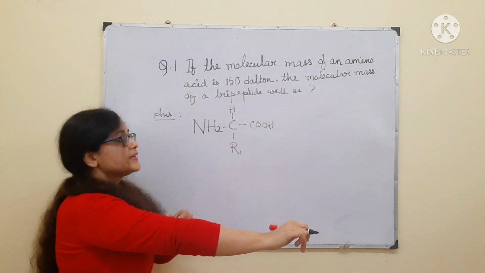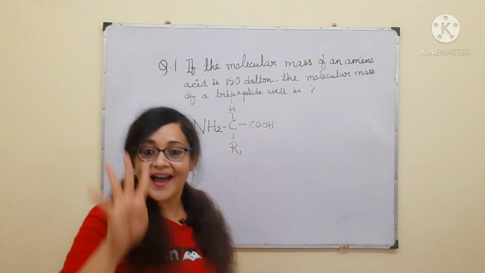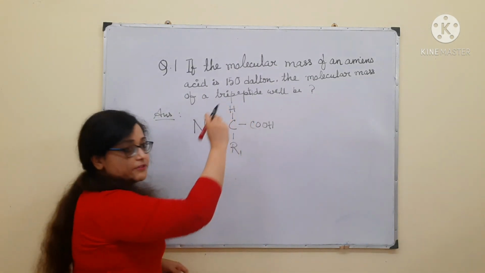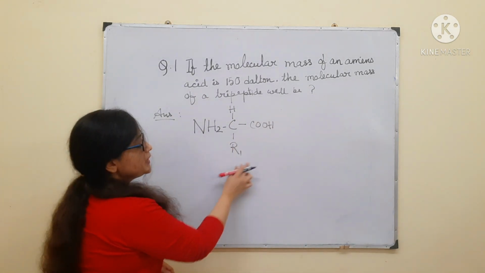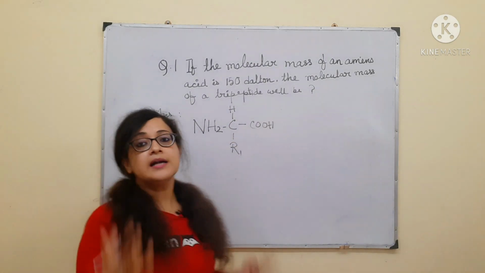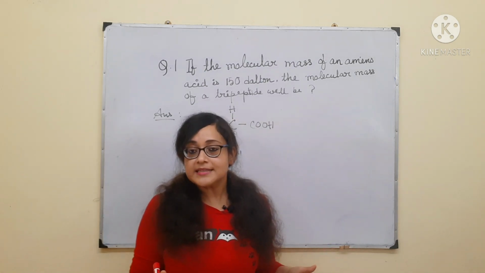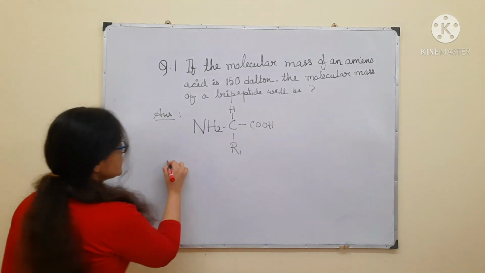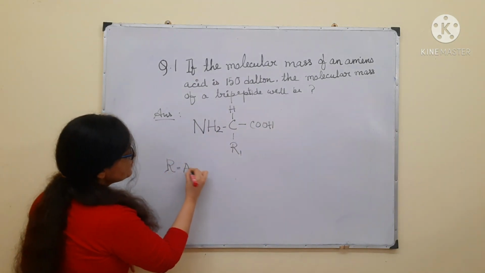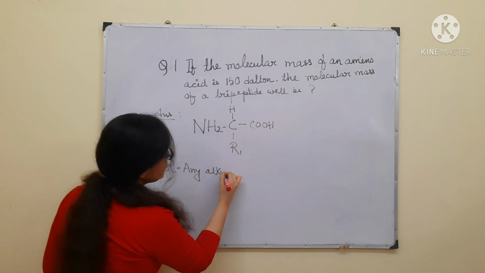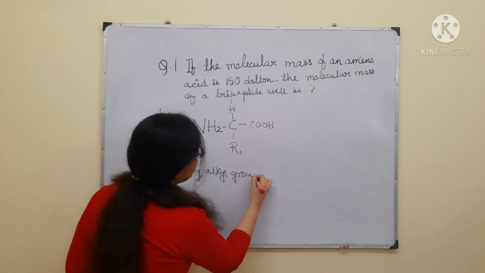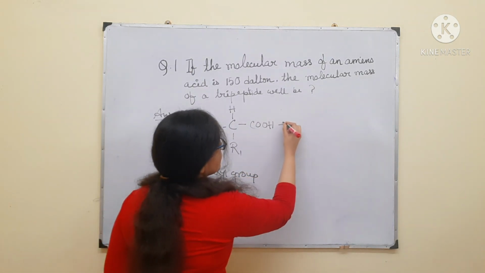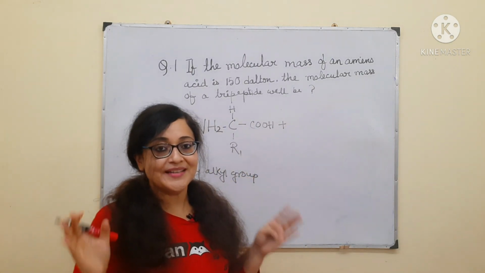And we all know that carbon has 4 hands, right? So one hand contains this, this is the second hand, this is the third hand which contains hydrogen, and the fourth one I have mentioned R1. R stands for any alkyl group. Since this is the first amino acid, we are mentioning R1, okay? So R stands for any alkyl group. Fine. So this is the first amino acid. Then I want to show you how a peptide bond is formed, right?